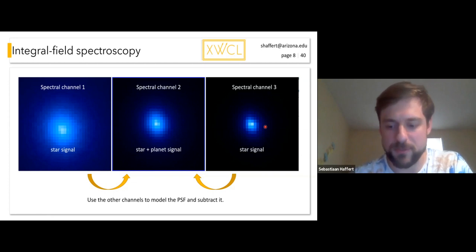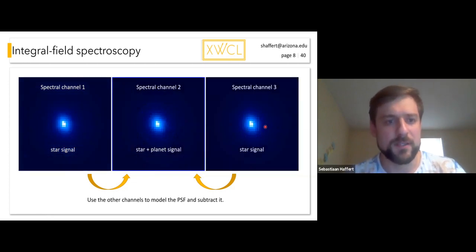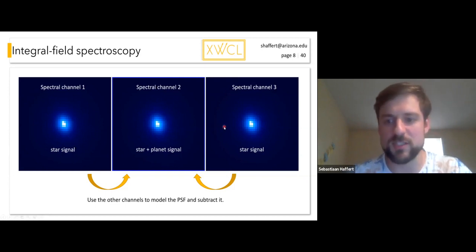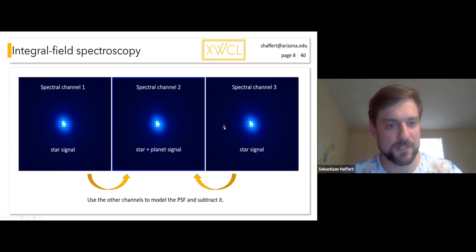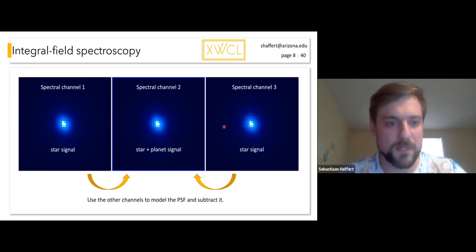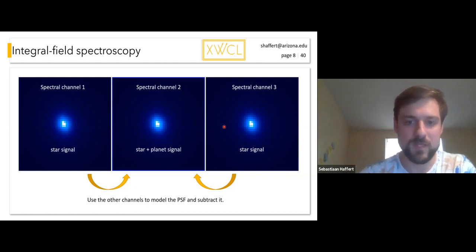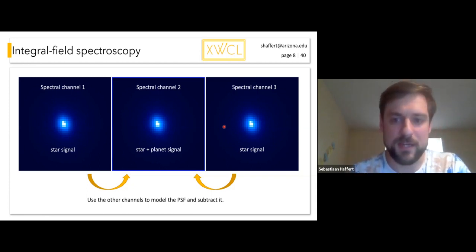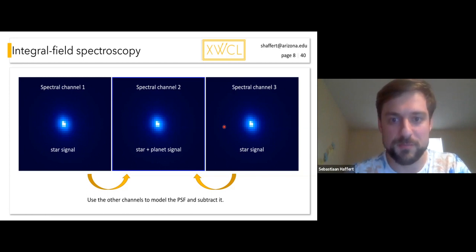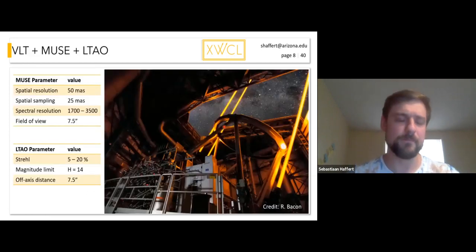However, if you go to higher spectral resolution, and your channels are very close together, then it's much easier to model the PSF because the PSFs of the adjacent channels look very similar. So with high resolution spectroscopy, you can very accurately model the PSF and subtract it out. Which is also why I think high resolution spectroscopy is really convenient to use in the visible, because we need to do post-processing very well, because we cannot do coronagraphy.